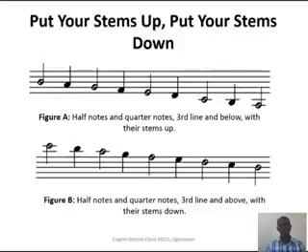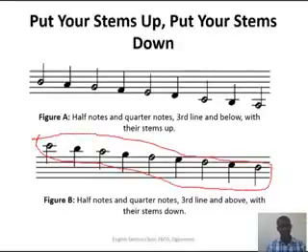So when the note is on the third line, it goes down, the stem will be up. As you can see on figure A, the stem should be up. And when it is third line and above, the stem will be down. So that is the description we are being given here. As you can see, on the third line, as you go up, the stem goes down. As it goes down, it's just in the opposite direction.